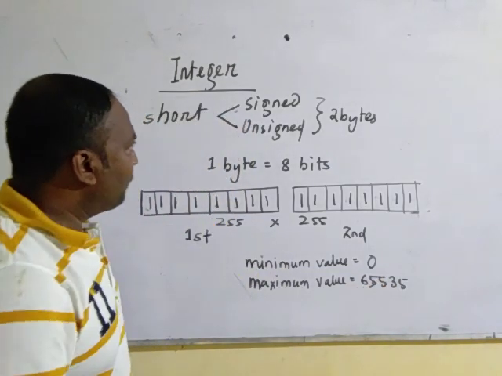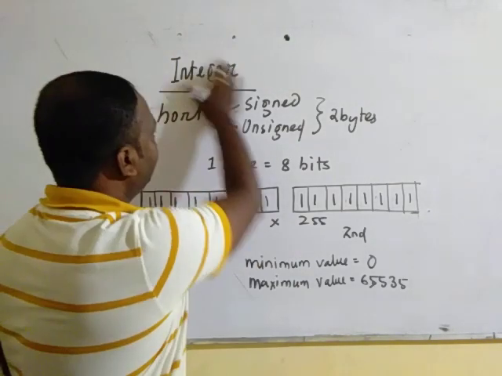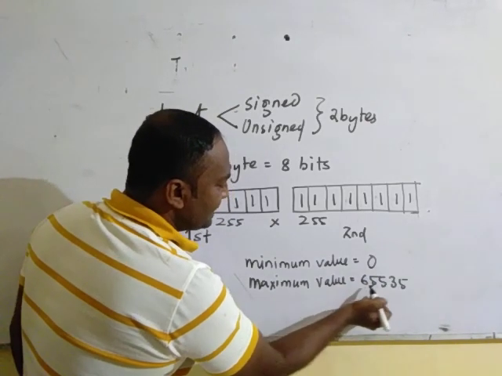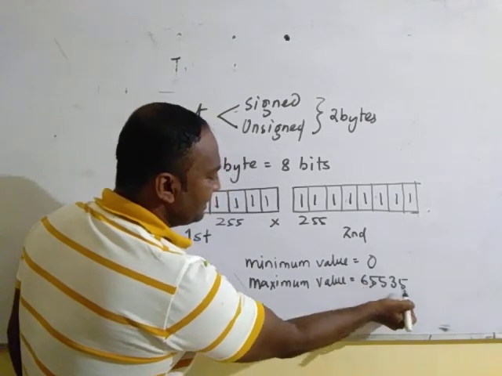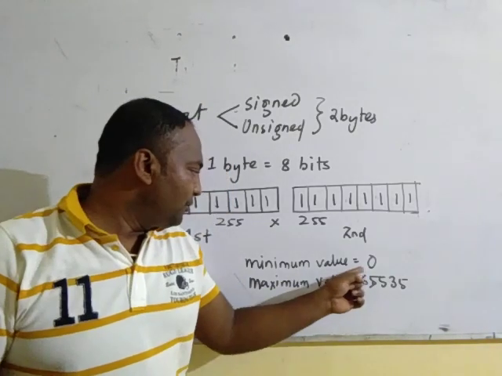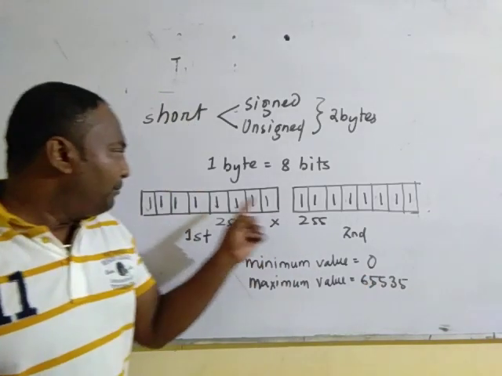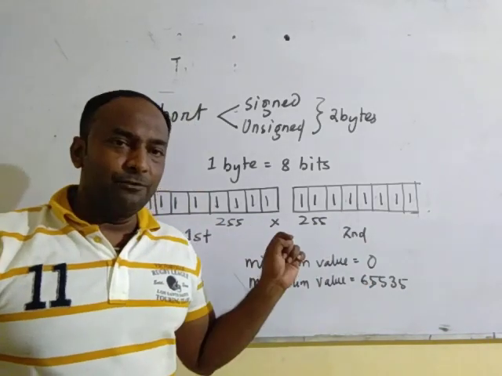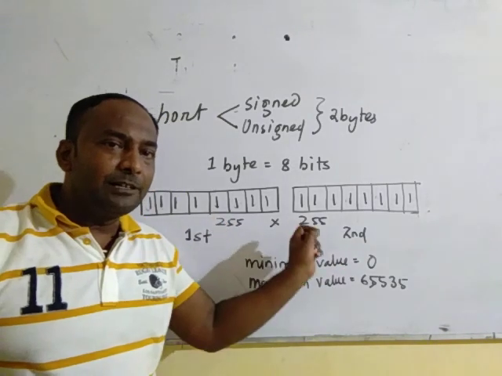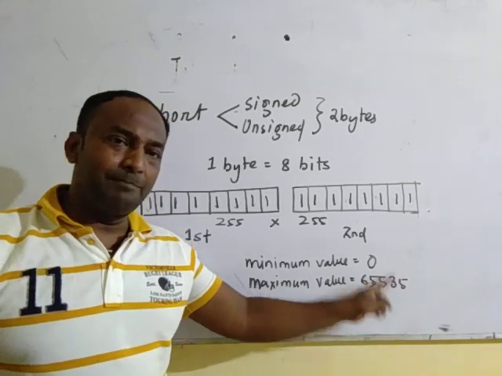65,535. So what is the range of short values? It is from 0 to 65,535. Just see, minimum value is 0, maximum value is 65,535. How can you determine this? Putting 0 in every bit, we get 0, that is the minimum value. Putting 1 in every bit, we get 65,535. So this is the maximum value.